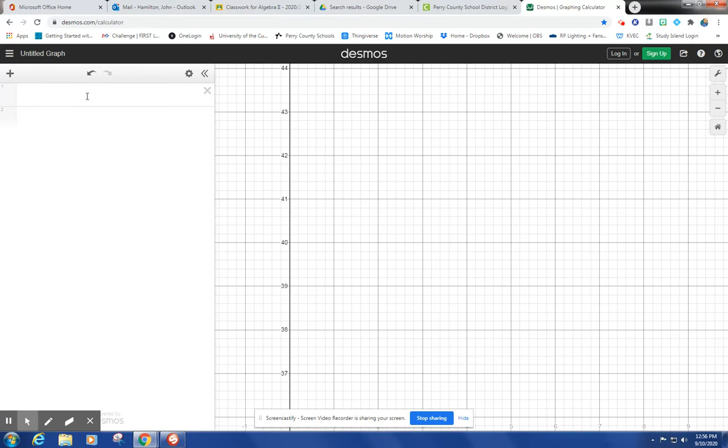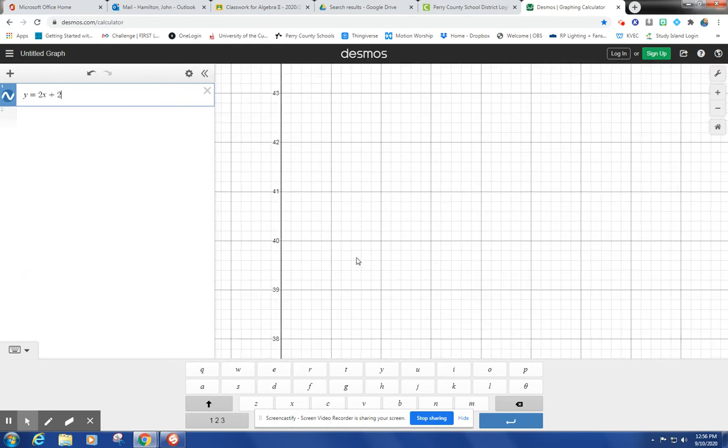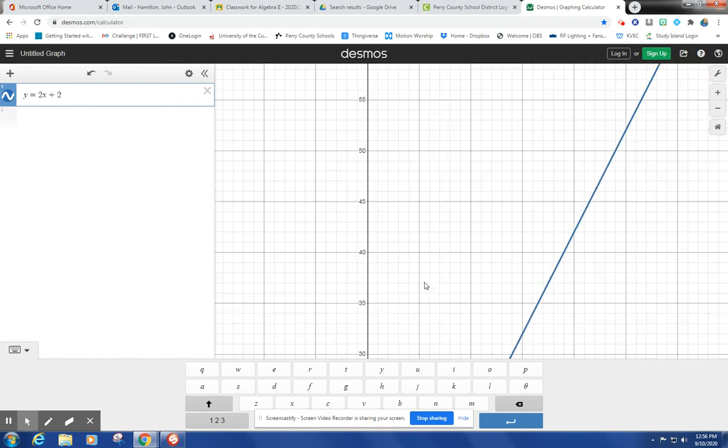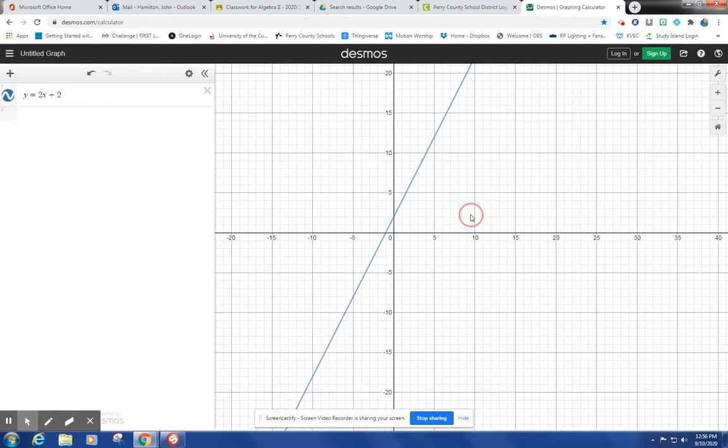You notice this is the way we usually see it. It just comes up, and we've looked at this before. You could put in 2x plus 2, and right now it's zoomed in, so I'm going to zoom it back out some, and you can kind of get the idea. There's the graph. Okay, yes, Mr. Hamilton, it will graph, big deal. I've got 5 sets of data points that I need to put in.